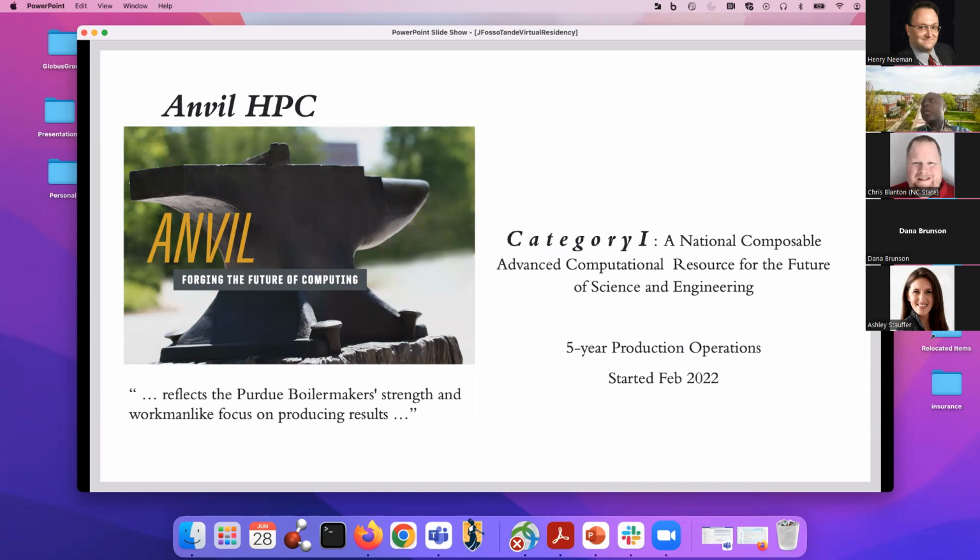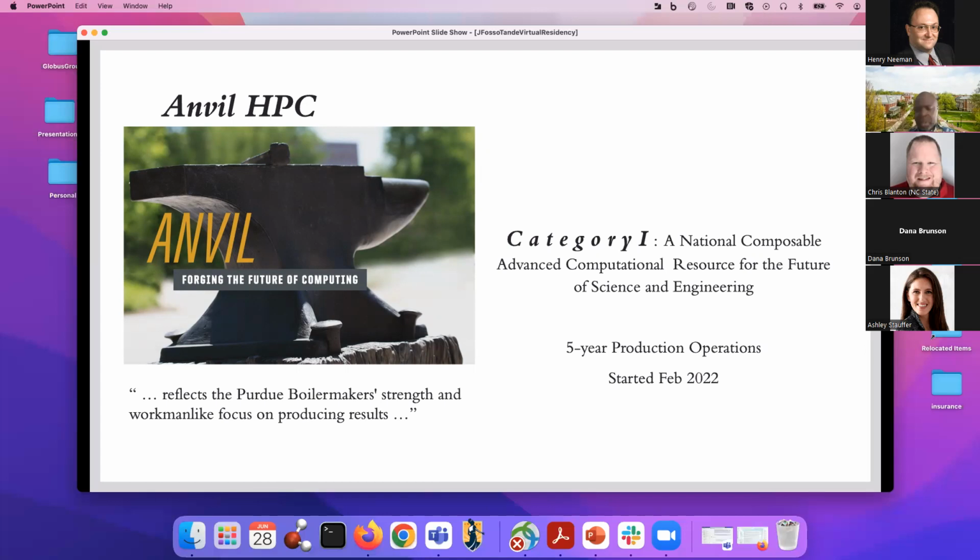So I'm going to start with the very first HPC or XSEDE ACCESS system that I've chosen to go over. And this is Anvil, the Anvil HPC. It's at Purdue University, and it's a category 1, a national composable advanced computational resource. So it's composable, so you can adapt it to various needs. It has a 5-year production operation, and it started in February of 2022.